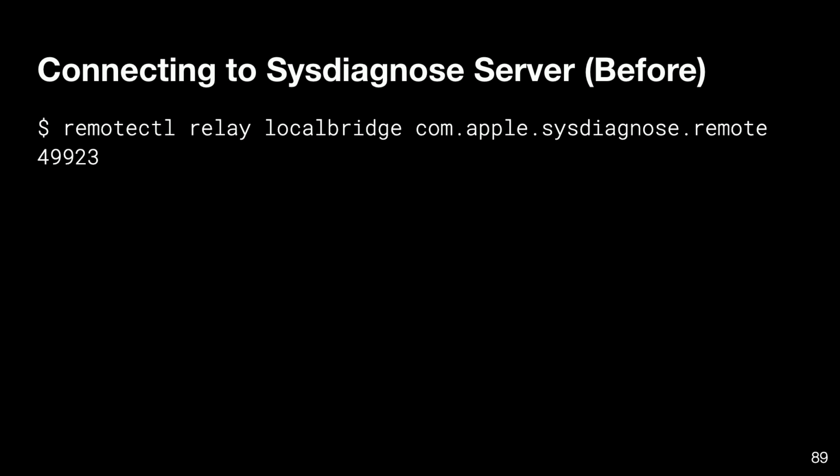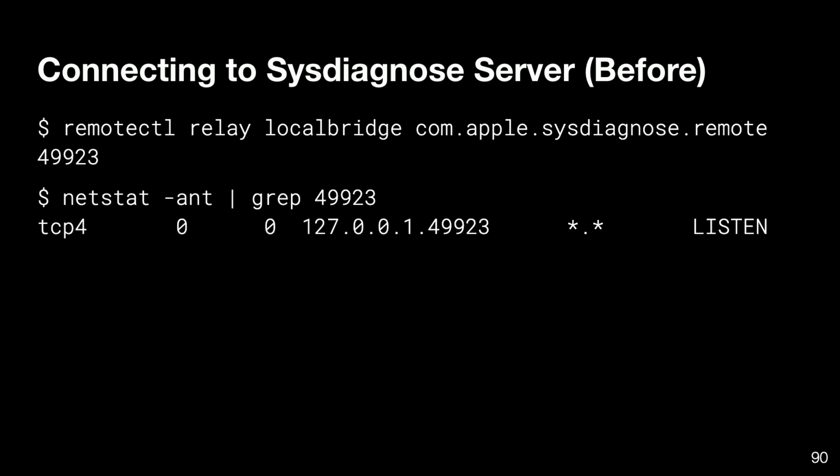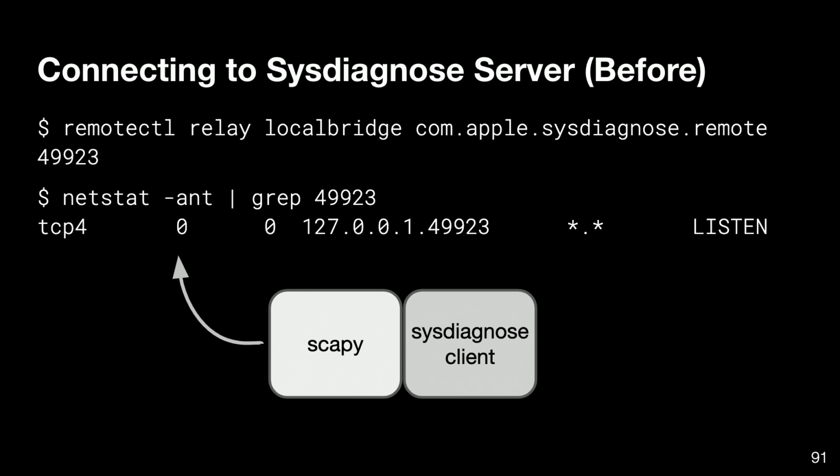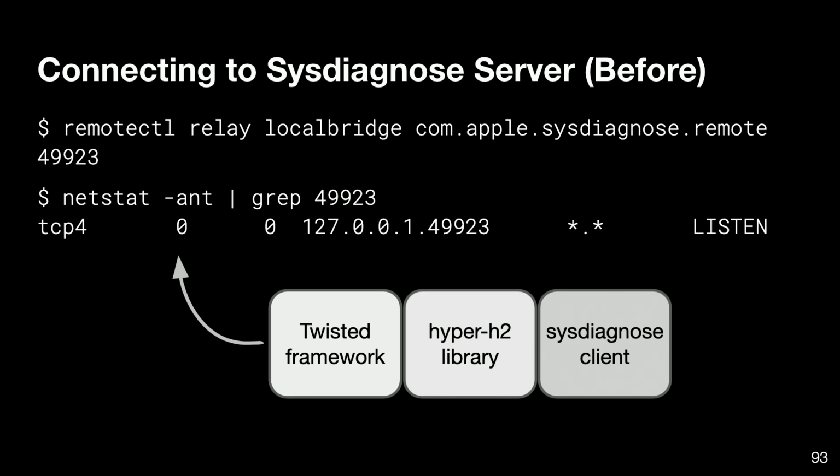The remotectl relay utility, again, will open a connection to a service on the T2 chip, and then open a listening socket on the macOS host, which you can see here with netstat, that we can then connect to with our own application. We initially tried to do this using Scapy, and that didn't work so well because it turns out Scapy's slow. And as the T2 chip is on your own device, it expects round trip times to be on the order of 1 or 2 milliseconds. So we needed something more performant.